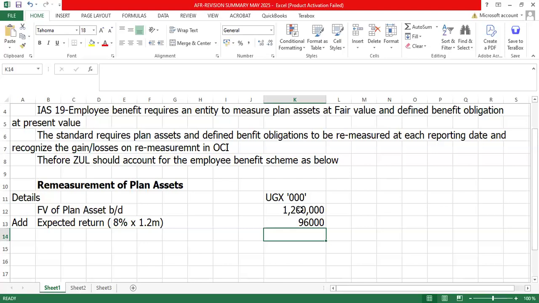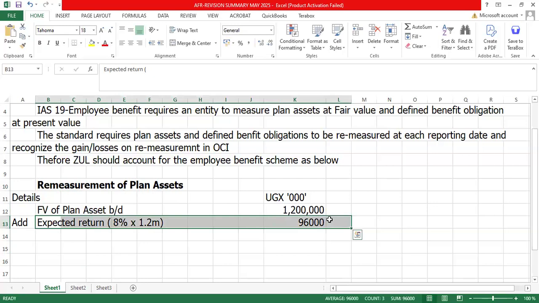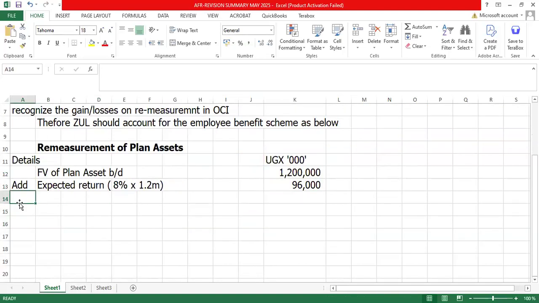This is like interest income. Then when you are handling the defined benefit obligation, this will be interest cost, because with an obligation you have to pay. It means that if you have not paid, there is interest that you must pay. Please note that this is like interest income.